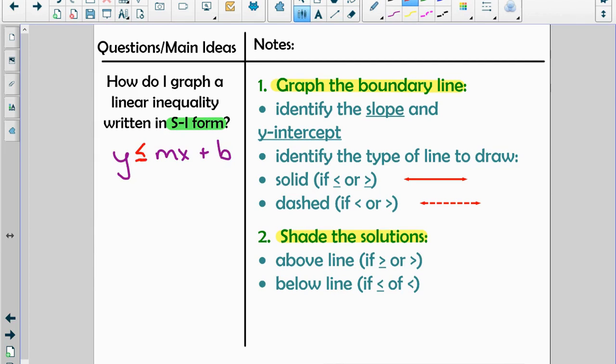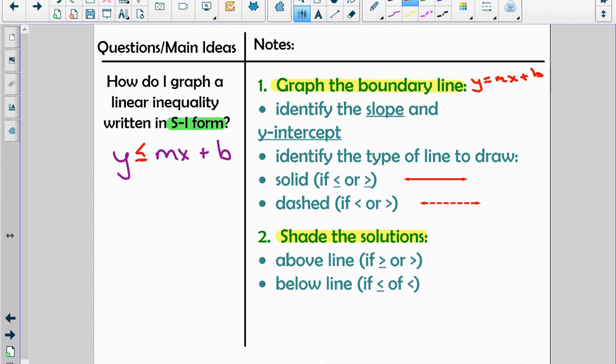So here are the steps that we want to follow when we're graphing a linear inequality in slope-intercept form. We start by graphing the boundary line. The boundary line is basically the same as that equation where we have all of those solutions where the y value will equal m times x plus b. So identify the slope and the y-intercept to get your boundary line in place.